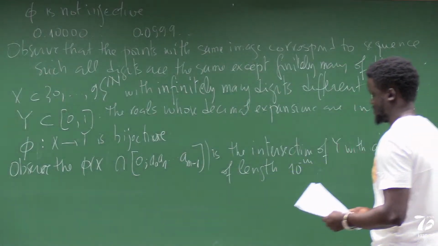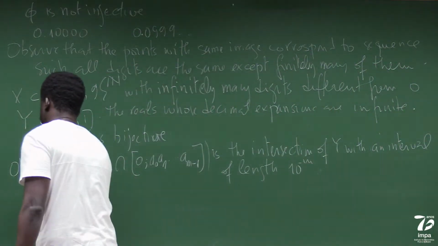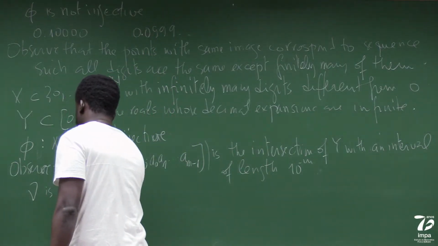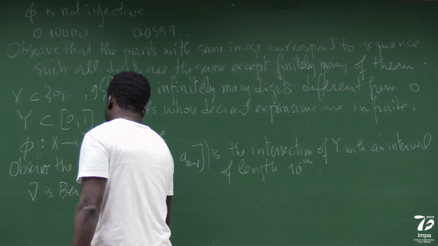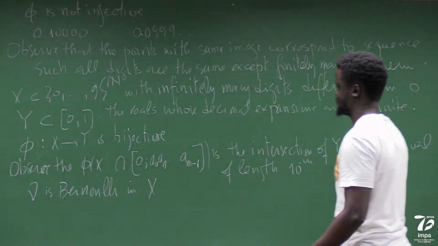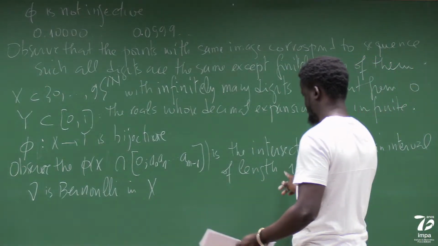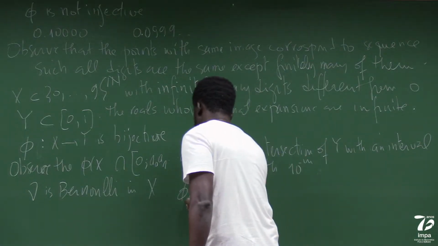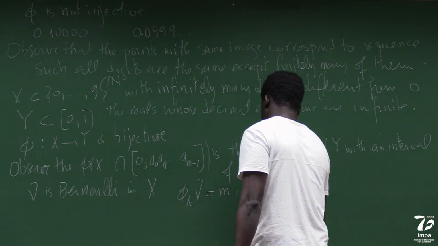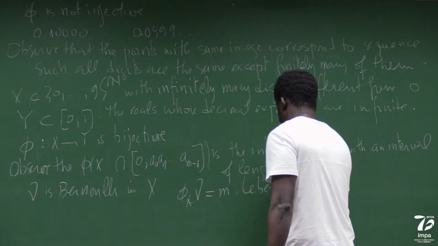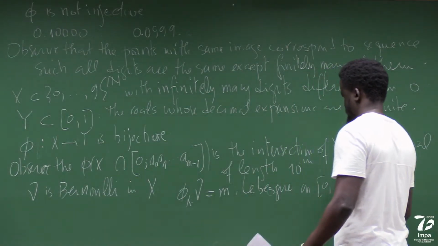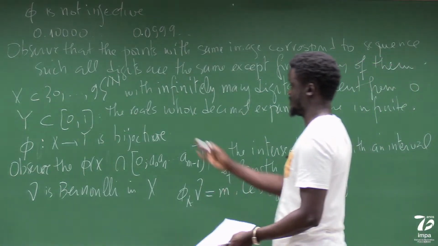Okay, yeah, with this you can see that if nu is a Bernoulli measure, which we defined in the previous lecture, when you restrict it to X, you use the same observation to see that phi star nu is m, which is the Lebesgue measure on the interval.